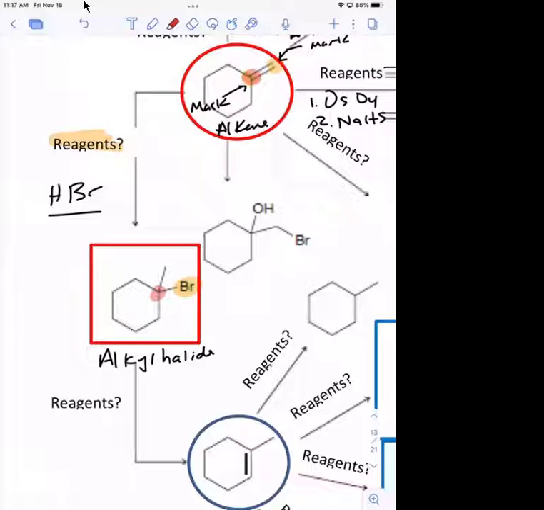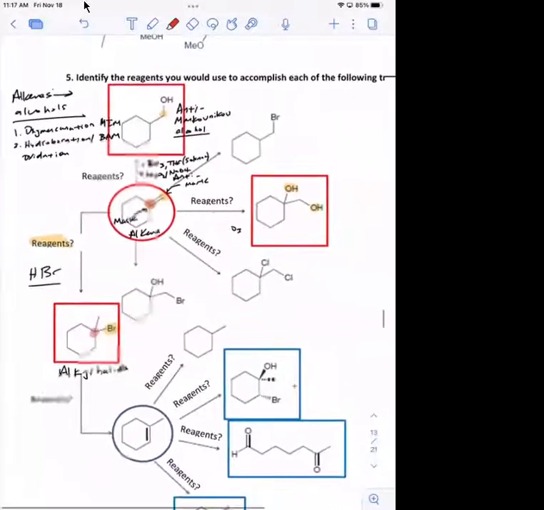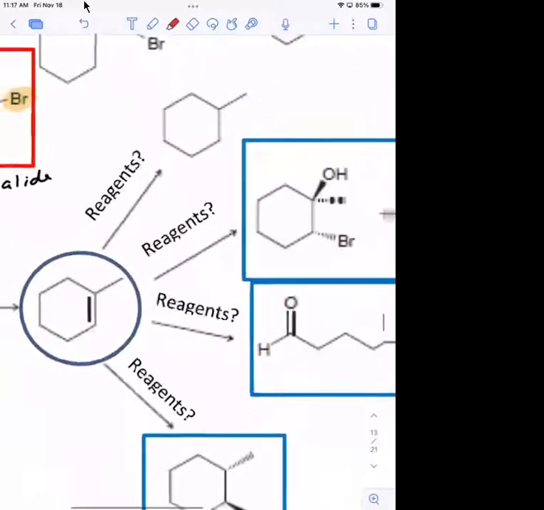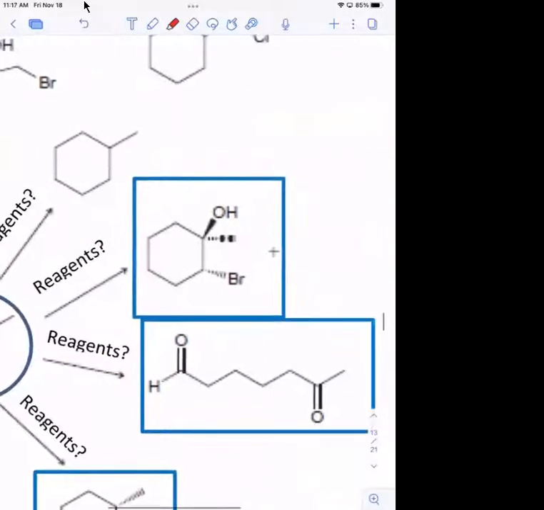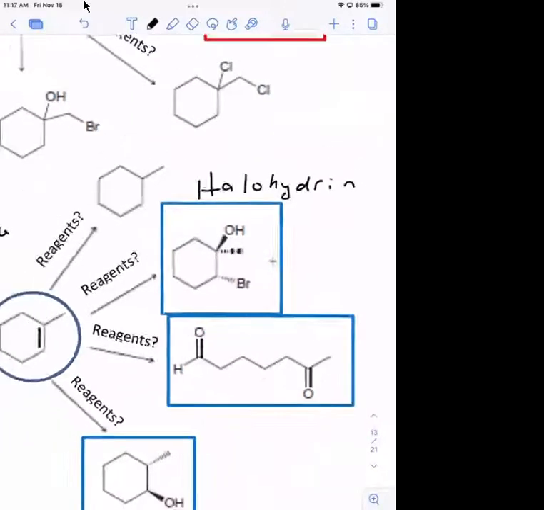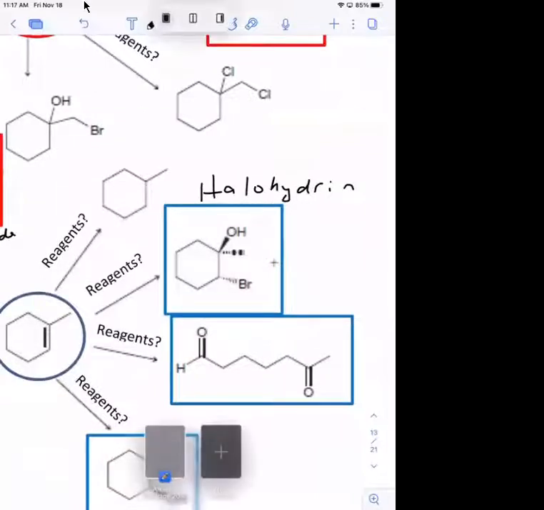Right. So the halogen always goes to the more substituted carbon in the alkene. Because if you remember the mechanism, you make a carbocation intermediate: the double bond breaks and attacks HBr, and you get a plus charge on one of the two carbons. So, all right, let's do this one. I have over here a halohydrin. How do I make that from this alkene?